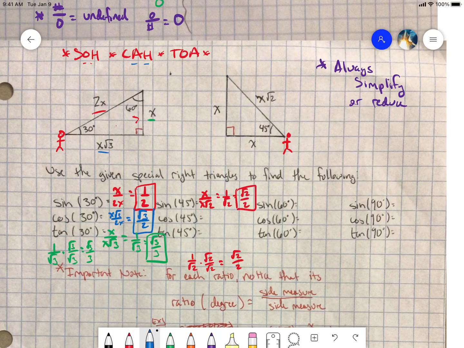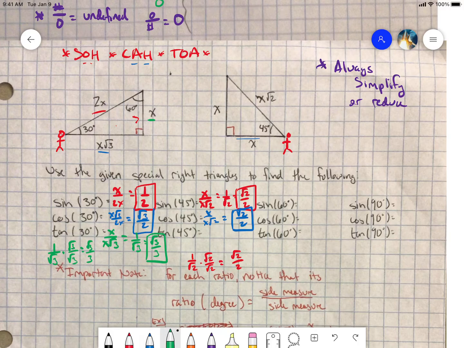What about cosine of 45 degrees? That's exactly right. It'd be the exact same thing. Because my adjacent side is x, it would still be x over x rad 2, which we just showed simplified to rad 2 over 2. So that's the nice thing about cosine and sine of 45 degrees: they're the exact same thing. Okay?